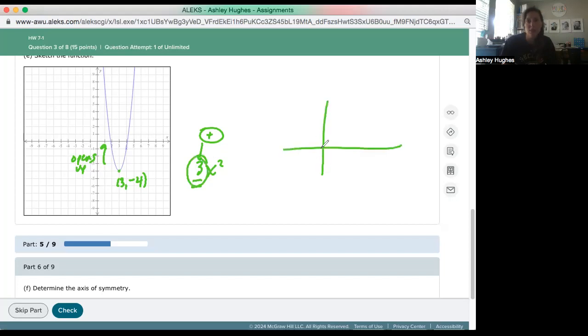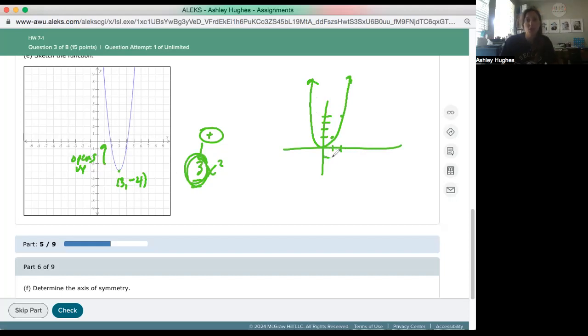Now, normally a parabola goes like this. Over 1 from the vertex, up 1, because 1 squared is 1. Over 2, up 4, because 2 squared is 4. And then over 3, up 9. And it's symmetric, right? Now this guy is going to multiply, it's going to stretch those values up.